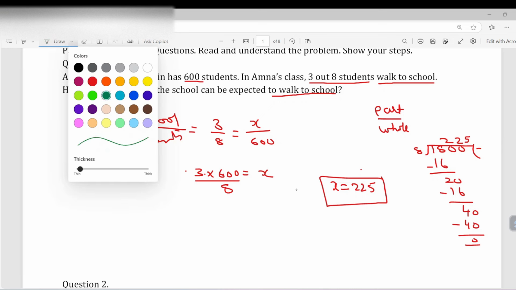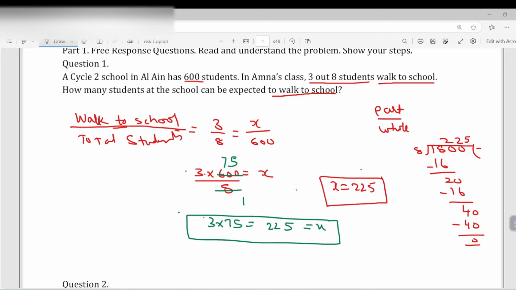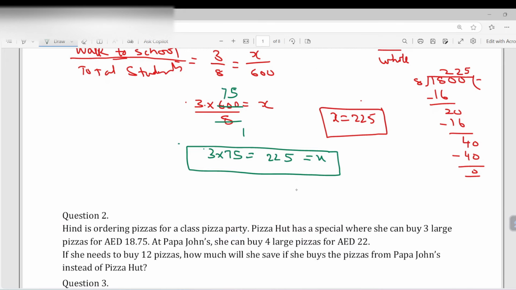You see here, I can go like this too. 8 sevens are 56, 4 remaining, 8 fives are 40. 75 into 3. If you multiply, 3 fives are 15, carry 1, 3 sevens are 21, 22, so 225. x is equal to 225. Directly, if you see, some students go this way also. It is up to you.